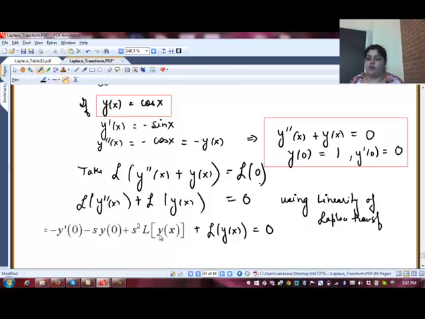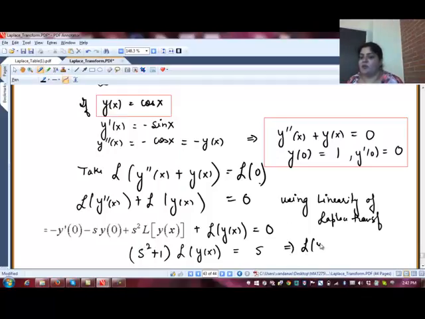Now let me grab the coefficient of the Laplace transform of y, which is s square plus 1. What is y prime 0? It's 0, and y 0 is 1. So s I can pull to the right side, right? So the Laplace transform of y x will be s over s square plus 1. Now y was cosine x, so the Laplace transform of cosine x is s over s square plus 1.